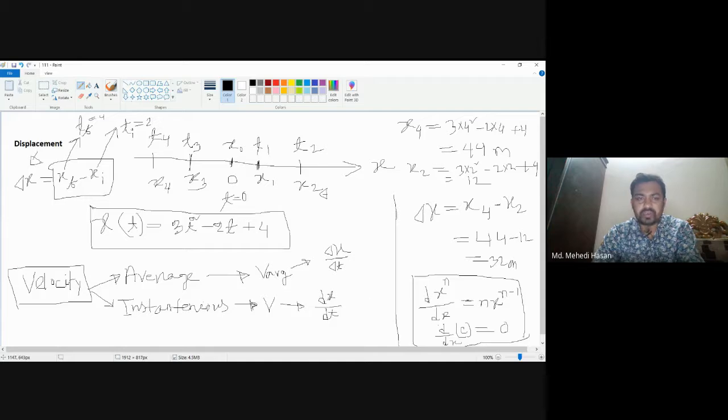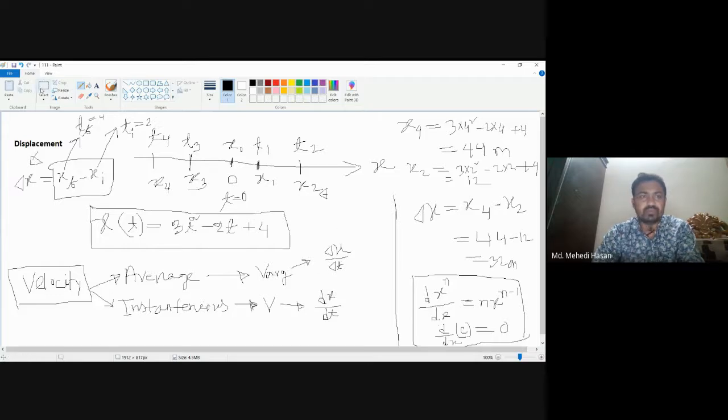And the first order differentiation of position will give you the velocity, instantaneous velocity. And in case of average velocity, no need to differentiate, just change in position divided by time interval, or displacement divided by time interval gives you the average velocity.